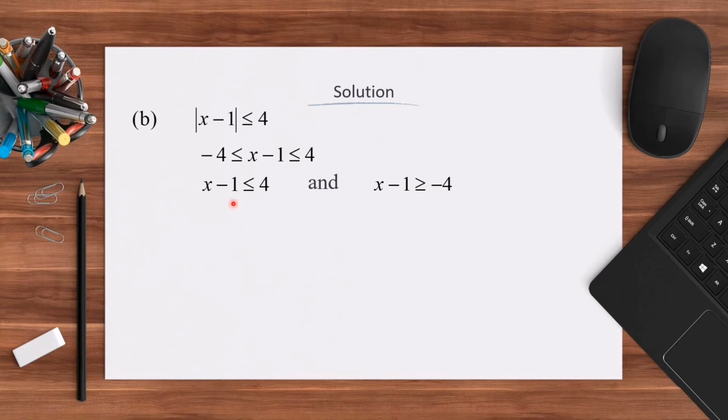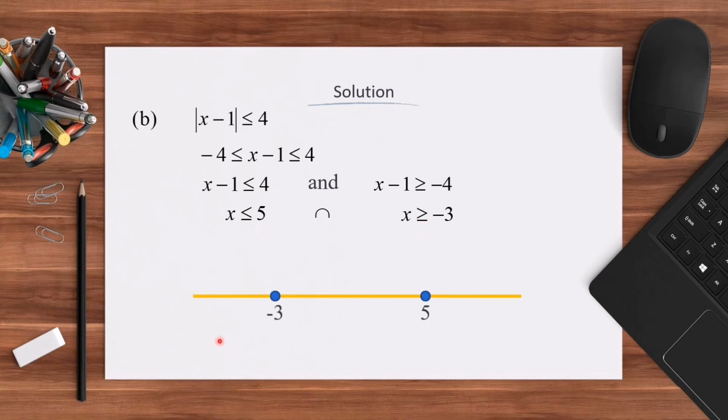For x minus 1 less or equal to 4, we get x less or equal to 5. And for x minus 1 more or equal to negative 4, we get x more or equal to negative 3. So now we need to find the operation intersection between this x less or equal to 5, x more or equal to negative 3.